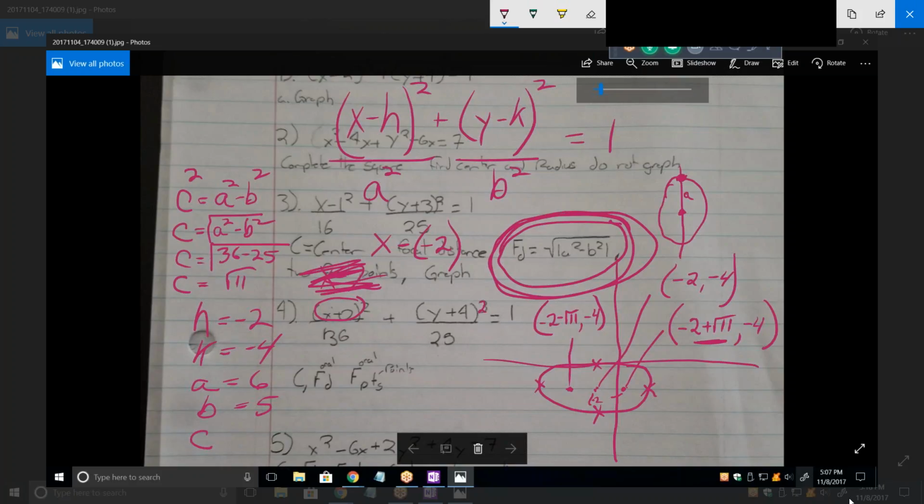And that one says do not graph. This one we're supposed to graph. And you cannot really graph it if you don't know these distances. Well, these distances are pretty easy. If the center is at minus 2, minus 4, and A is 6, then what is that coordinate right there? That major vertex.